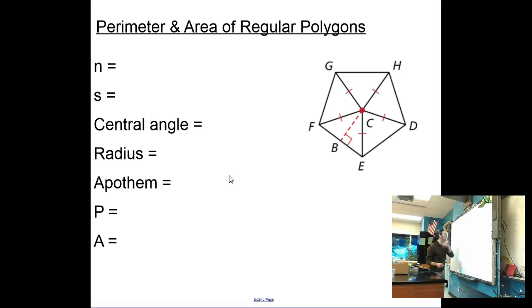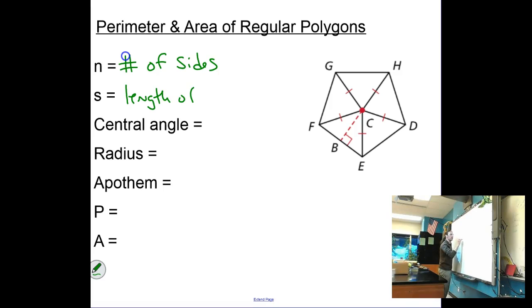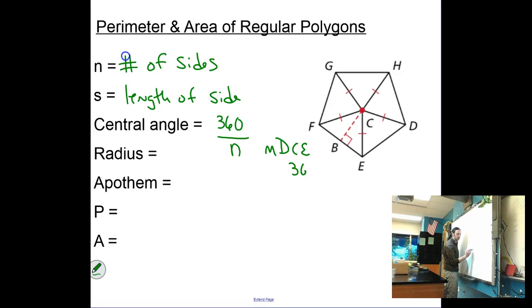So n refers to the number of sides. S is the length of a side. And again, the idea here is all sides have the same length in a regular polygon. The central angle is 360 divided by the number of sides. So in this case, the measure of DCE would be 360 divided by 5.